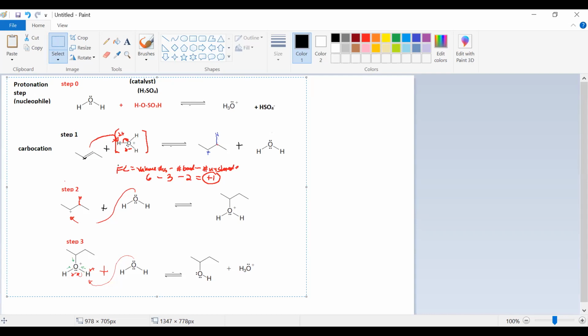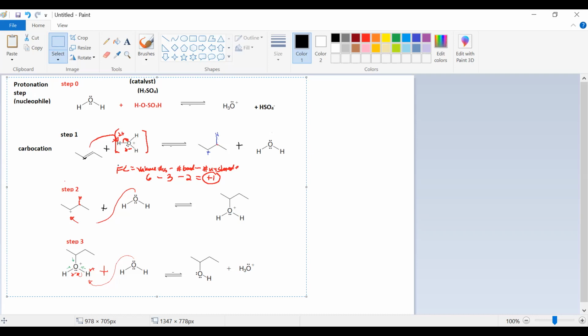Whenever there is anything that's protonated at the end of the steps, this HSO4 minus now will abstract the protonated substance here. So this is step 0, and then step 1 is the formation of your carbocation. After you form your carbocation, you have here a 2-degree alcohol. So again, let's go step by step. Use the electrons from the pi bond to abstract your hydrogen.